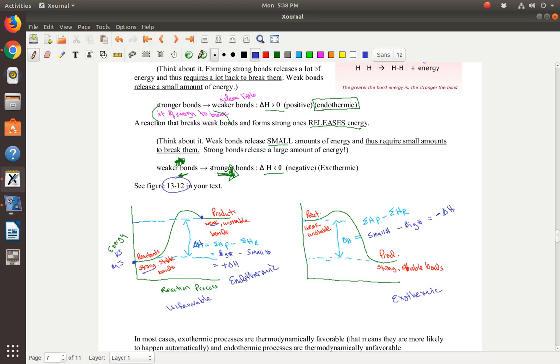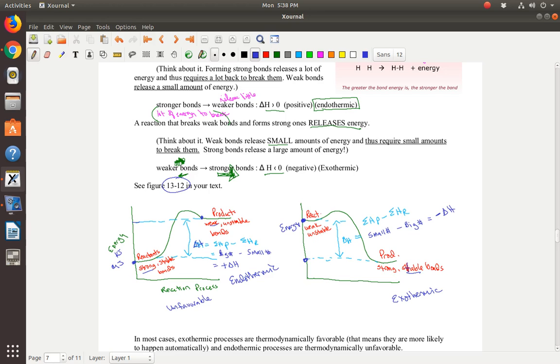And here we have reactants that have, remember this is energy on this side, the reactants have a lot of energy in them. So that means it takes a lot of energy to keep them as reactants. The products only require a small amount of energy, a smaller number. So the less energy that's required, the easier, the more stable it is.